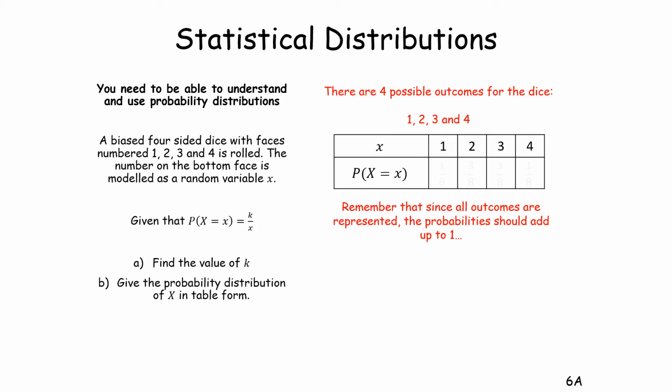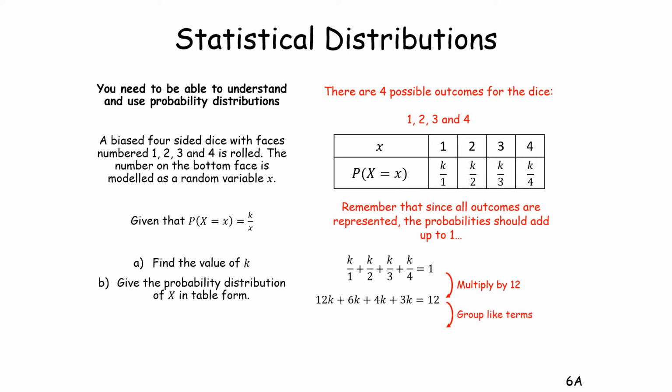So if we do a table, 1, 2, 3, and 4, we are told the probability is k over x. So for the first one, it's going to be k over 1, k over 2, k over 3, and k over 4. If we solve for k, we know we need to add all of these up and it's equal to 1. So it's just a matter of simple algebra. The common denominator will be 12. If we multiply everything by 12 and group the like terms, we get 25k equals 12, so we divide by 25. So k is equal to 12 over 25.